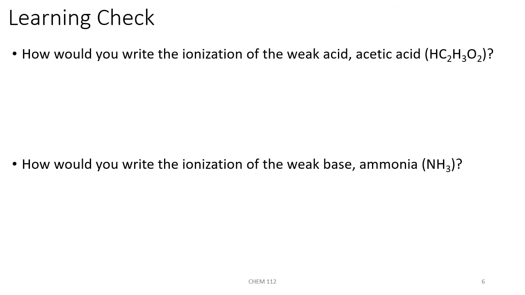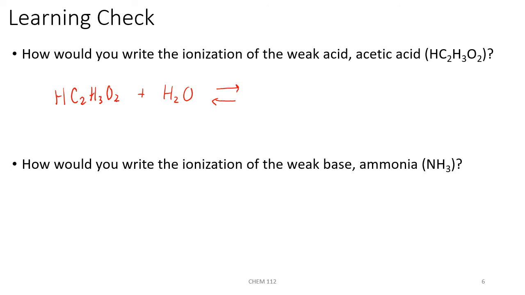So let's recap. How would we write the ionization of the weak acid, acetic acid, in water? So we would write first our formula for acetic acid, HC2H3O2. And how will that acid ionize if we put it in water? It's a weak acid, so it's only going to partially ionize, and that means we would use double arrows to represent the equilibrium that would be set up from that partial ionization.